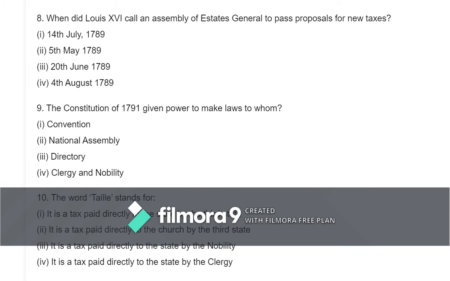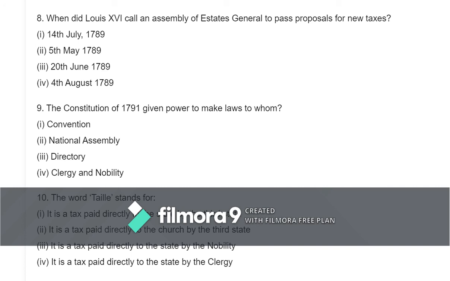Now, coming to the ninth question, that is, the Constitution of 1791 gave power to make laws to whom? So the Constitution of 1791 vested the power to make the laws in the National Assembly. And it is the same year, 1791, when the National Assembly completed the draft which had the main objective to limit the power of the monarch.